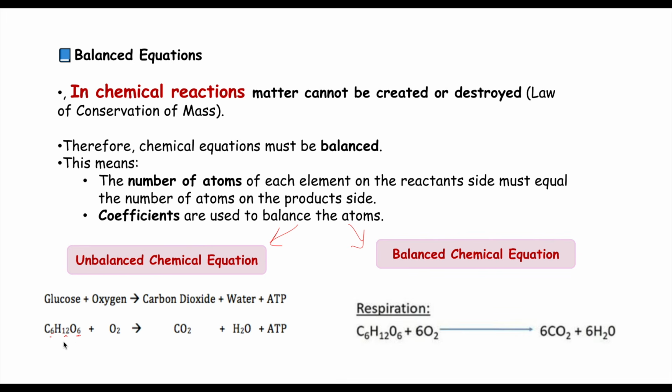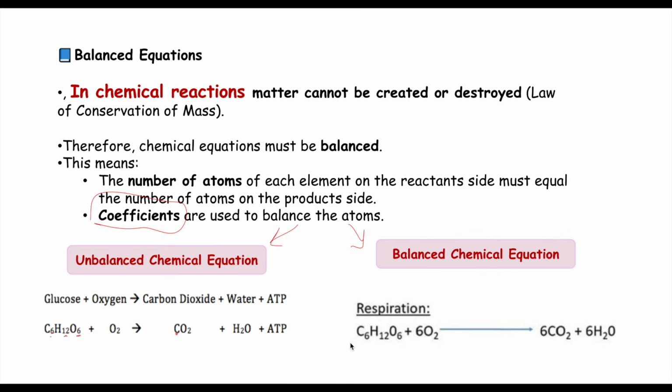We have only 6. Fine. If you look at the products, you have only how many carbon? Only 1. So it's unbalanced. To balance this, we must make them same, equal. So what we are using, we're using something again, we call it coefficients. The coefficient is the big number that we write before the molecule or the compound, like this.